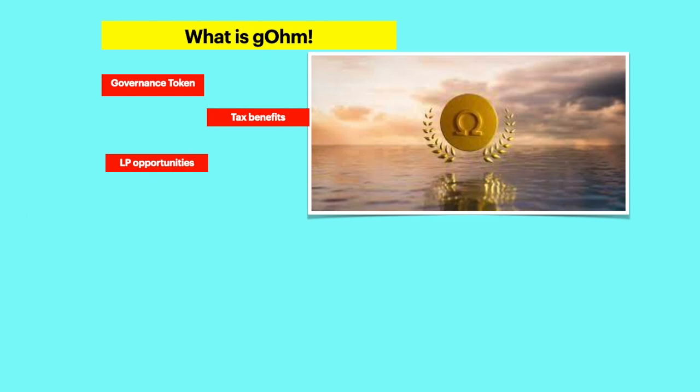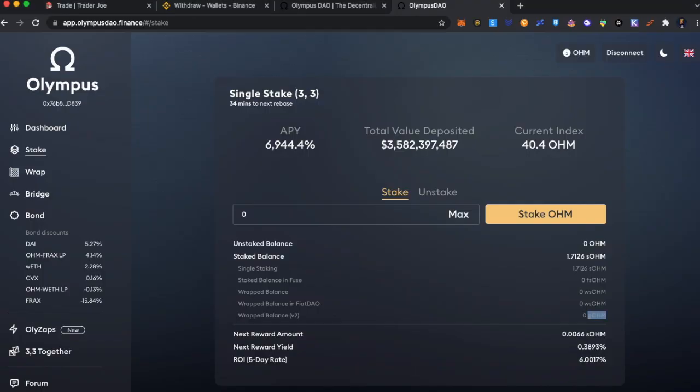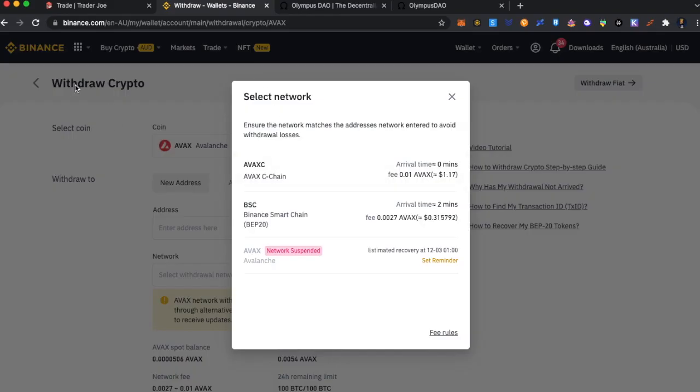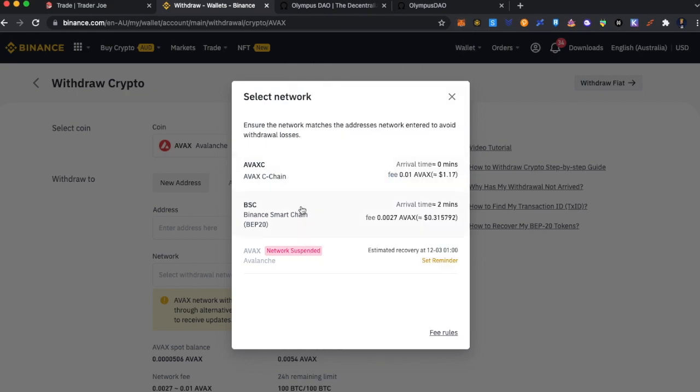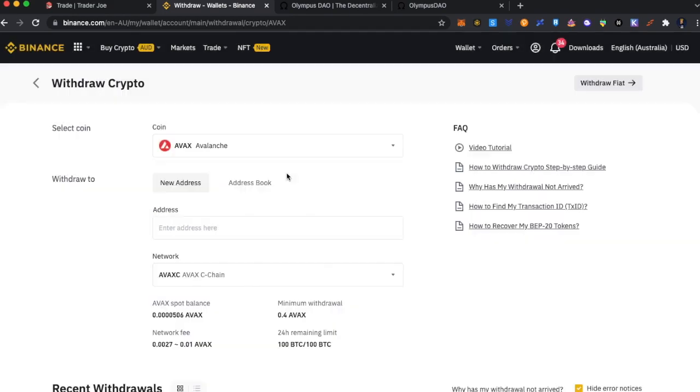So without further ado, I will show you the steps to buy your gOHM token. If you've got a Binance account, just make sure you buy Avalanche token on Binance, and make sure you select AVAX C chain. The AVAX C chain should be configured on your MetaMask wallet. Select AVAX, put your address here and transfer. I've already done that. It's there in my wallet.